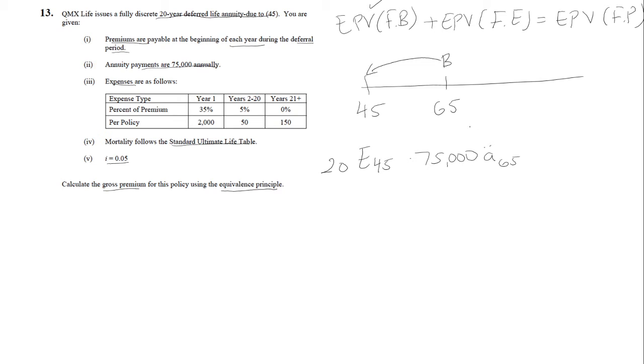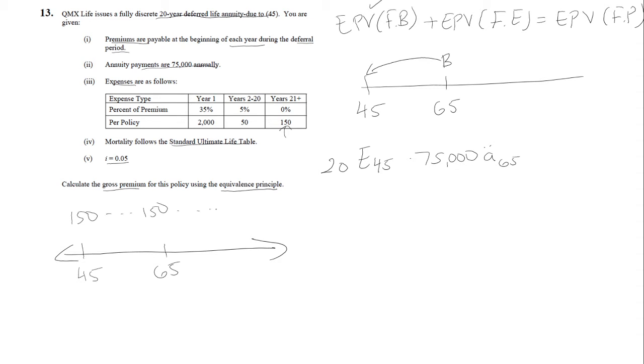Next, we need the expected present value of future expenses. So there's two pieces for the expense types. There's a percent of premium and per policy. First, I'm going to look at per policy, and I'm going to approach it this way. I'm always going to start at the right here. So that's going to be 150. So let's say it's going to be 150 throughout. So the expenses are going to be paid during the deferral period. Okay, so let's say at age 45 we have 150. Even though obviously that's not true.